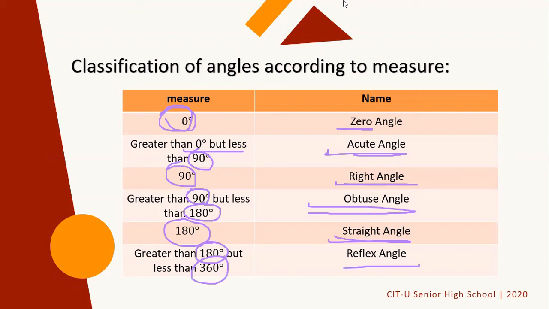Now, take note again, the terminal side of your acute angle lies on quadrant 1. The terminal side of your obtuse angle lies on quadrant 2. The terminal side of a reflex angle lies on quadrant 3 and quadrant 4.